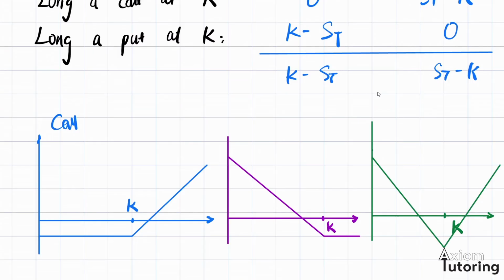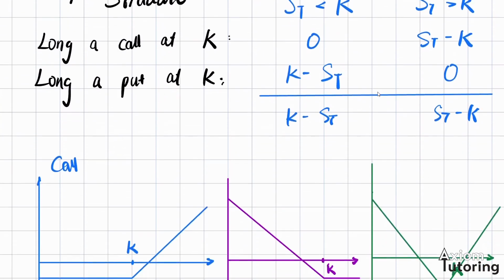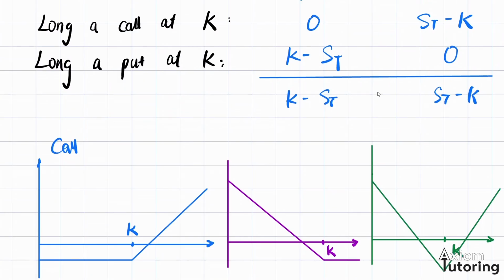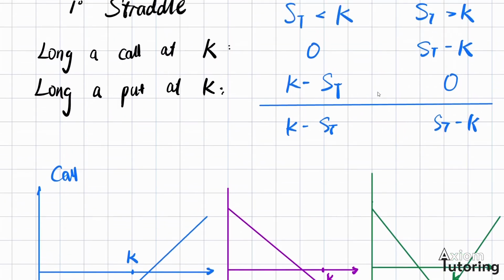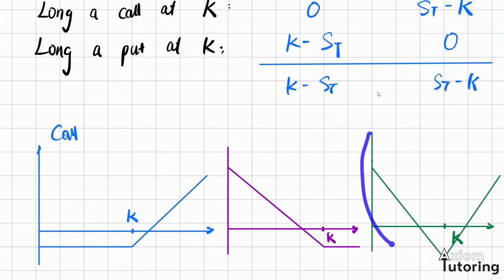So this is one of the examples that we can use to illustrate the combinations of options, and this is called a straddle. You should be able to analyze the payoffs by looking at the individual components and draw a diagram like this one.